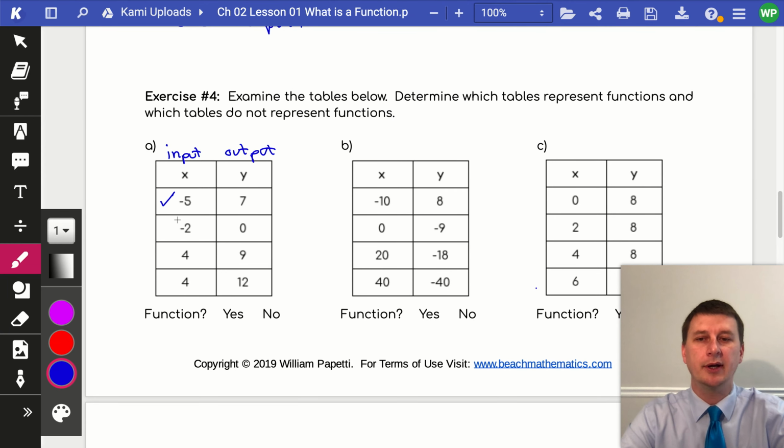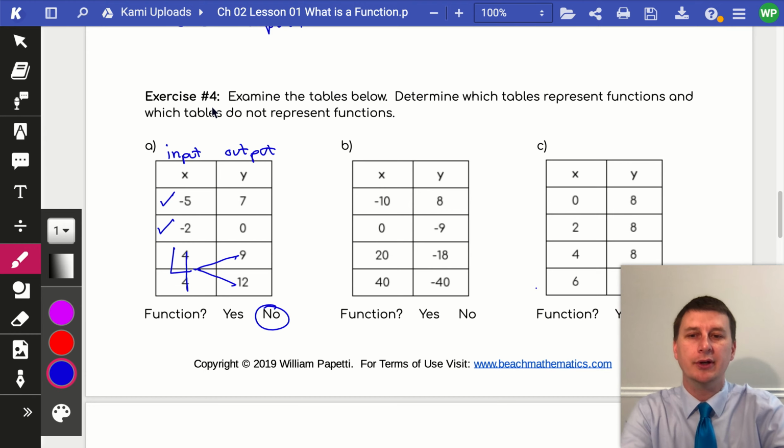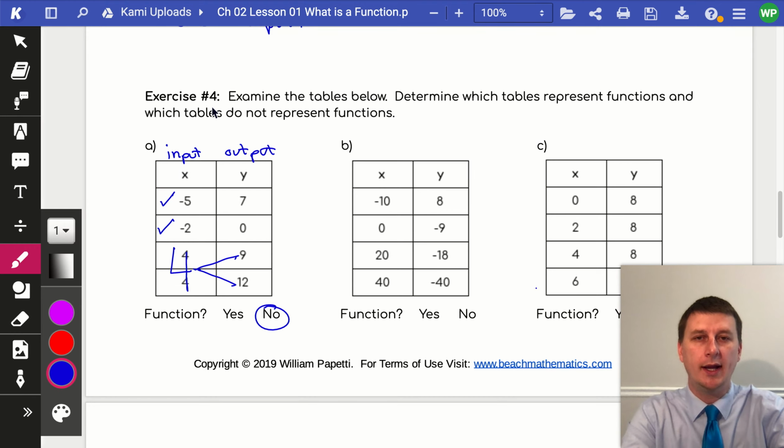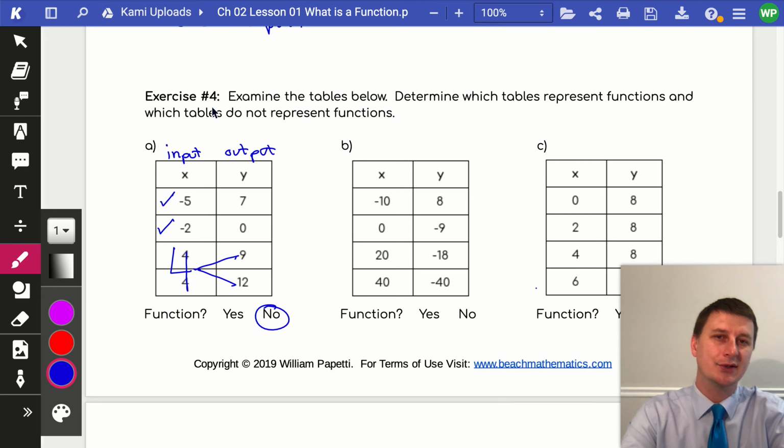-2 has an output of 0. I don't see any other -2s as inputs, so this is exactly one output right there. 4 has an output of 9, but 4 also has an output of 12. 4 is the same as 4, so this is like saying 4 has an output of both 9 and 12. That's two different outputs for the same input. That's not a function. That's not allowed. We cannot have that in a function. In a function, each input can only have exactly one output. In this case, 4 has two different outputs.